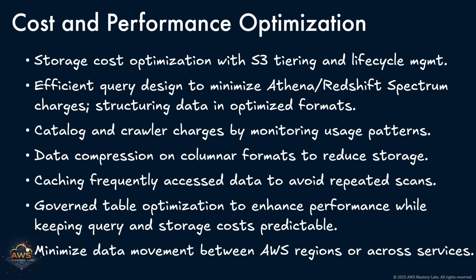For high-frequency workloads, consider caching mechanisms. Athena's result caching and Redshift Spectrum's data cache can help you avoid rescanning data, improving response times, and reducing cost. To get better visibility into your cloud spend, tag your resources. Assign tags to S3 buckets, Glue jobs, and Lake Formation components, and use AWS cost allocation reports to track usage by project or team. And finally, if you're using governed tables, take advantage of automatic compaction and partition optimization. These features enhance performance while maintaining cost predictability, especially for large-scale dynamic datasets.